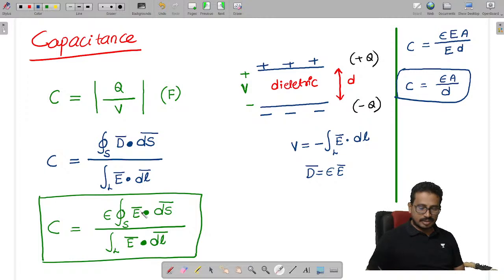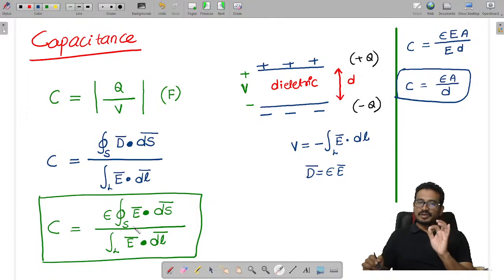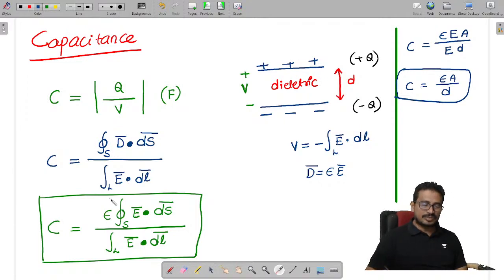If you look carefully, here we have taken the electric field as a constant. If it is not a constant, I cannot take this E directly outside. Since we have assumed the electric field is constant, we took it outside. But if it is not a constant, I cannot take it outside. So this formula is applicable in certain cases only.